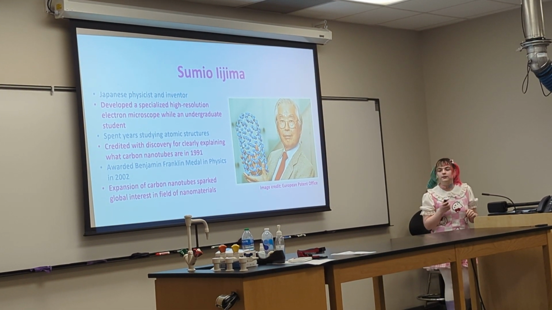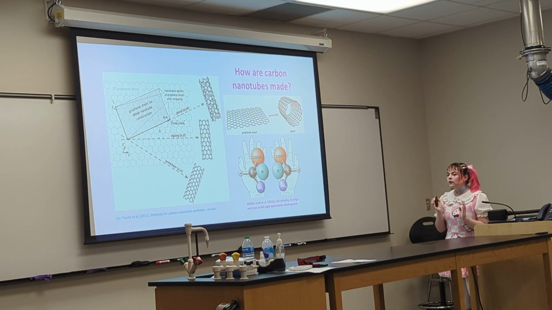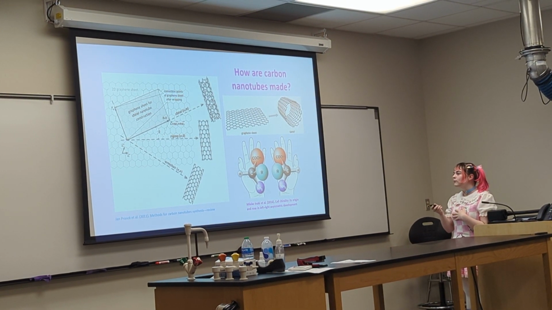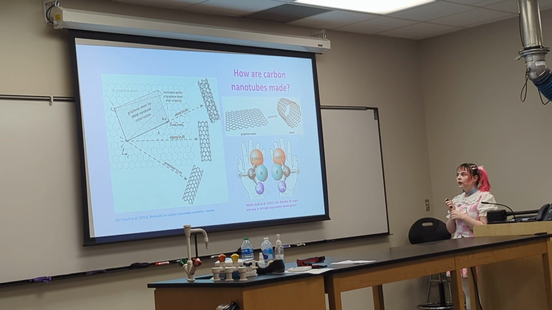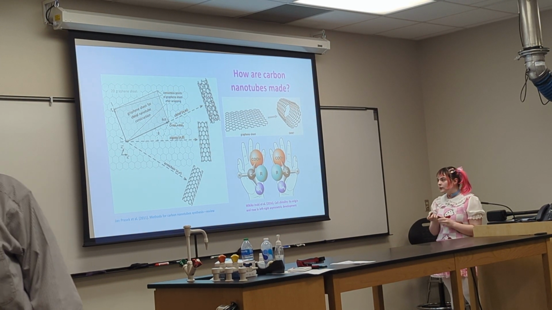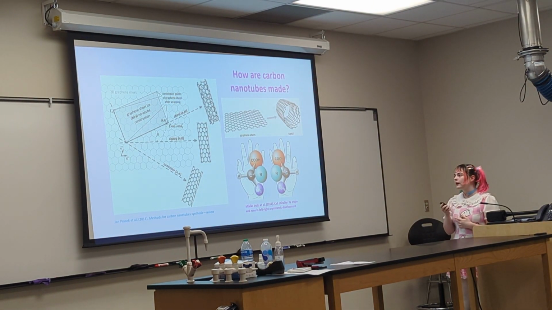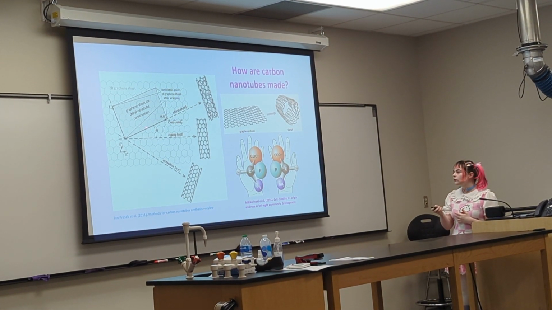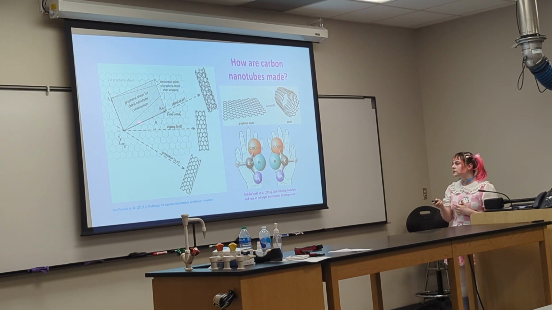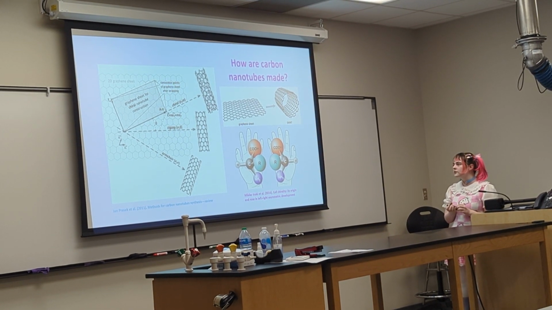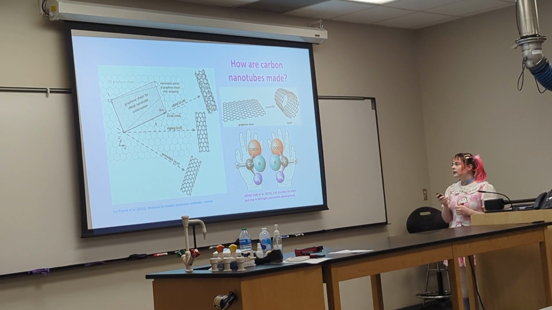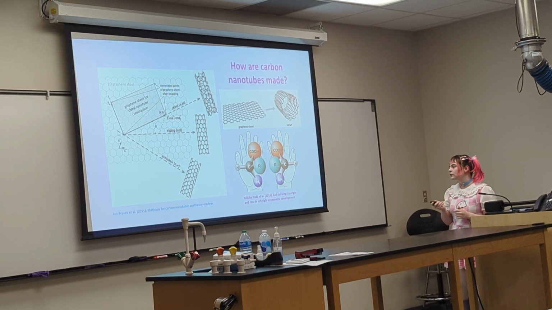This expansion sparked a global interest in the field of nanomaterials and opened doors for new discoveries in nanophysics. As for how a carbon nanotube is made, this hexagonal sheet is a carbon material called graphene. It's a two-dimensional material, meaning it's only an atom thick, so its z-dimension can be approximated as 0. And these vectors drawn on the top are the direction along which you cut and roll the sheet. That determines its chirality, which can kind of be shown here.